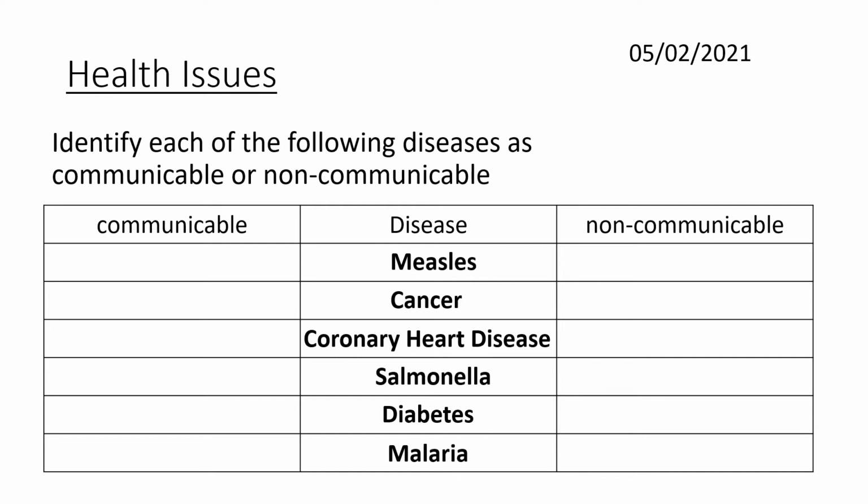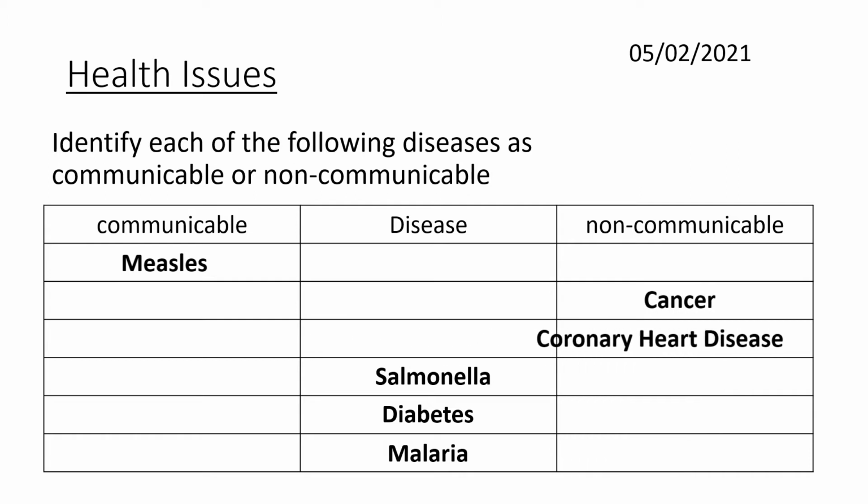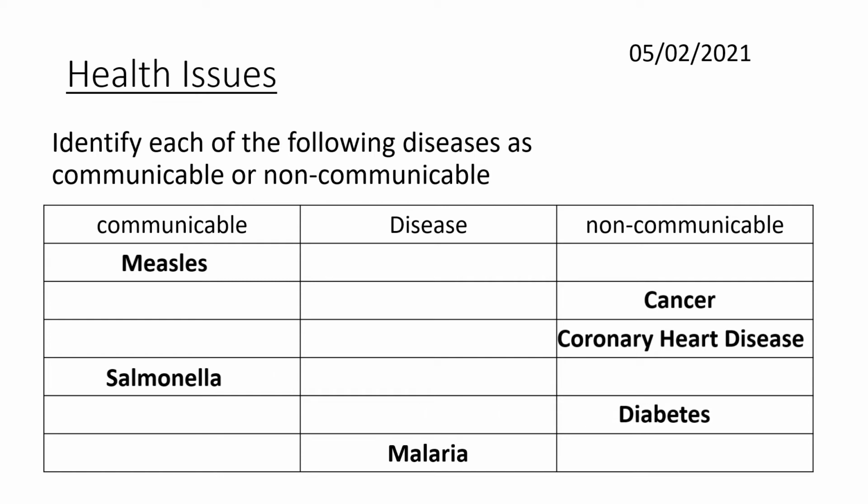So for each of the diseases, measles is a communicable disease. It can be passed on, it is contagious, and it is caused by a pathogen. Cancer is non-communicable. Coronary heart disease is non-communicable. Salmonella is communicable, it can be passed on. Diabetes is non-communicable, and malaria is communicable because again it can be passed on from person to person.